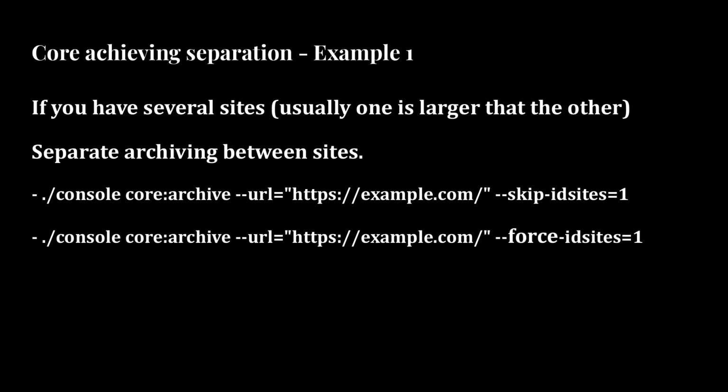So one good thing is actually to separate these into different jobs, meaning one job that might be heavy and take a lot of time will not affect the smaller sites. So having two jobs, you can just do this, skip ID site number one, then force ID site equals one on the other job, and that will offload or actually give faster reports for the small sites.